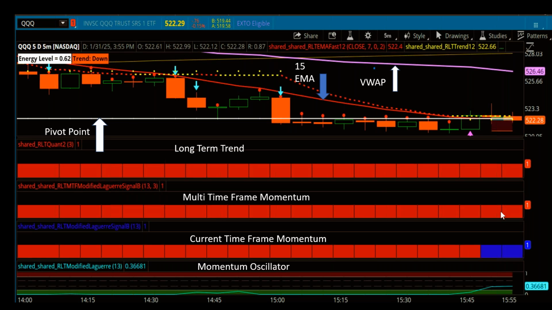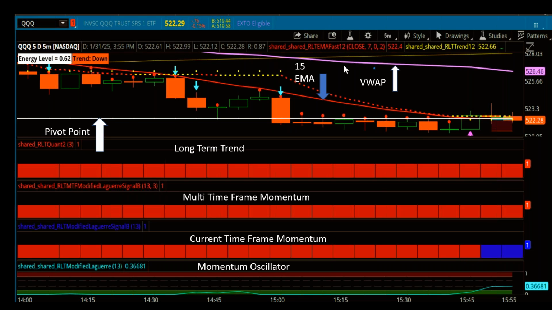The multi-time frame was still showing up as red. This is the 15 and the 45, right? This is a long-term trend. I don't use this as much except on swing trades. I don't use any of these things except for the current time frame momentum on the 5-minute chart.